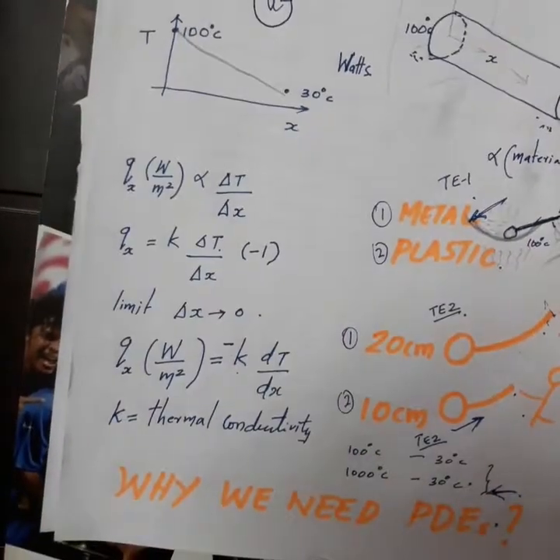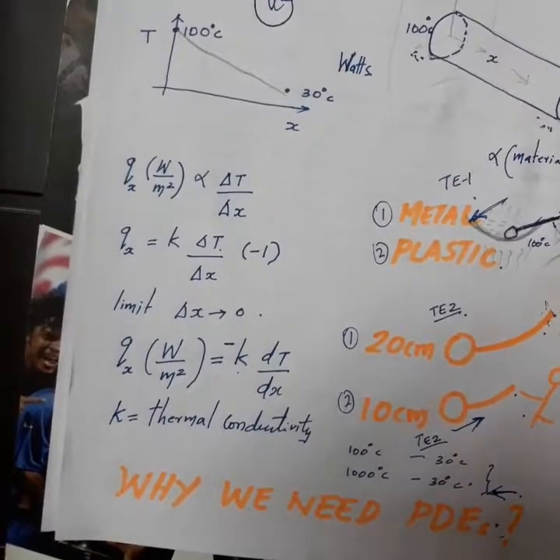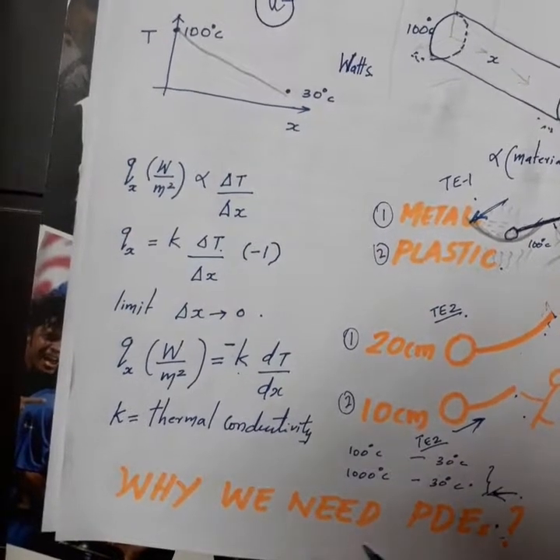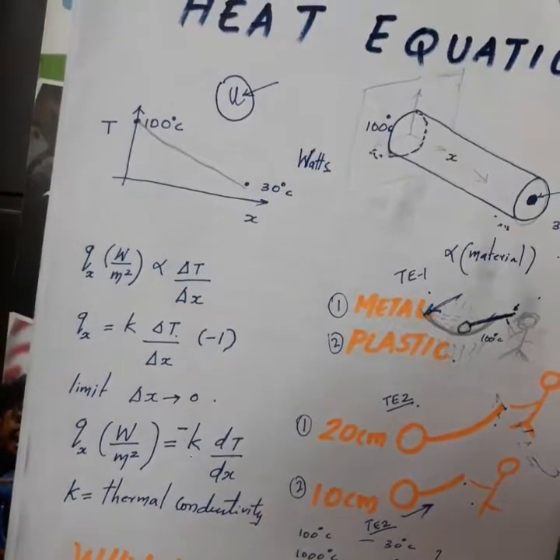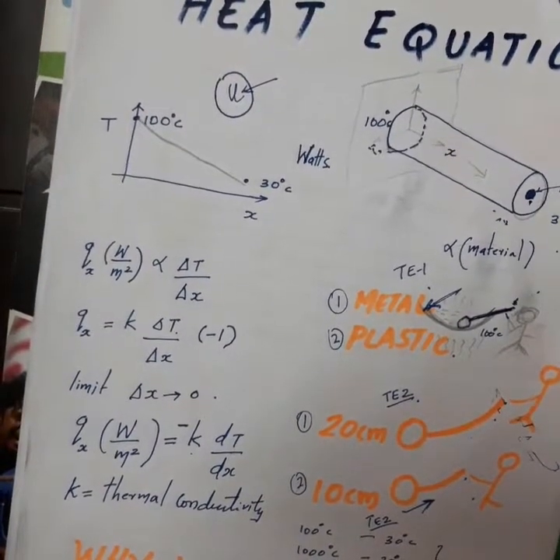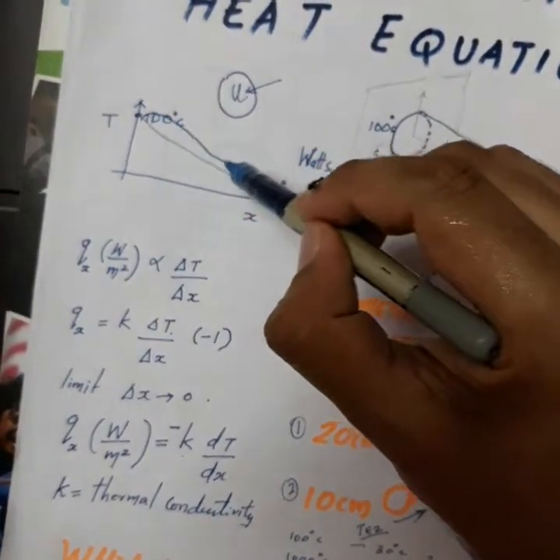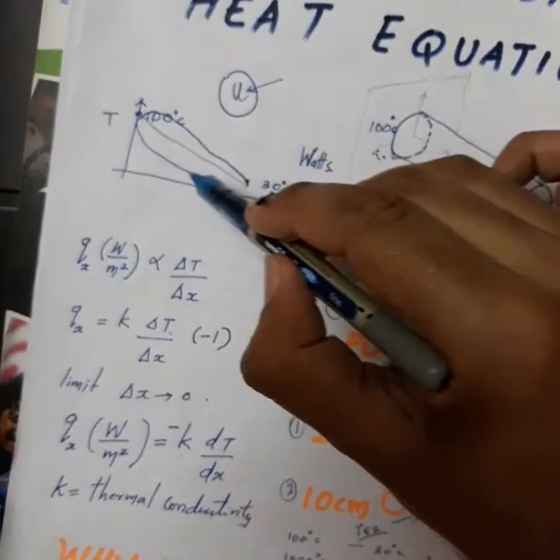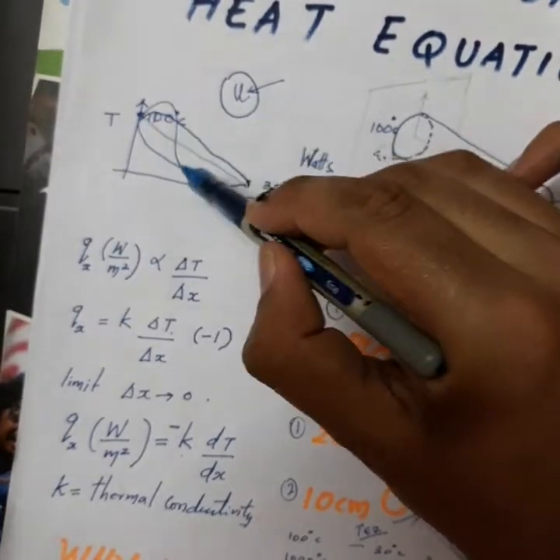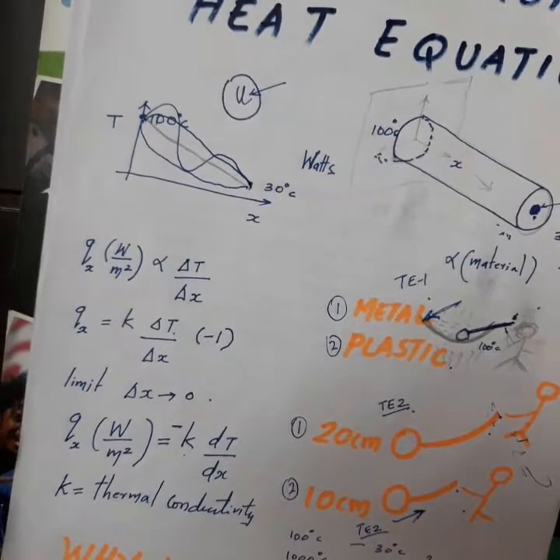Now the next question: why do we need a partial differential equation to solve this problem? What we are trying to figure out here is this. We know that the temperature at this point is 100 degrees Celsius and at this point is 30 degrees Celsius. Satisfying these two conditions, the temperature distribution in this bar can have this form, or this form, or this form as well. So how is it actually varying?